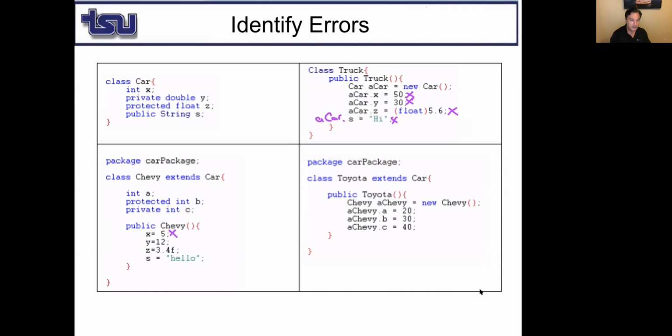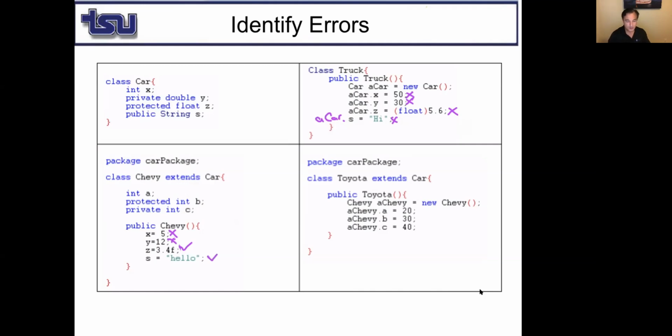And then Y12, Y is private, that's not accessible. And then Z is protected. Protected means either it's the same package or subclasses. Chevy and car are not in the same package. However, Chevy is a subclass, so this will be fine. Now, S, hello, this is public, and S is not defined in Chevy, but defined in car. And obviously, I don't have this issue here because that's my superclass. Therefore, this will be fine.